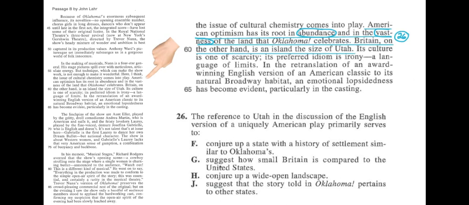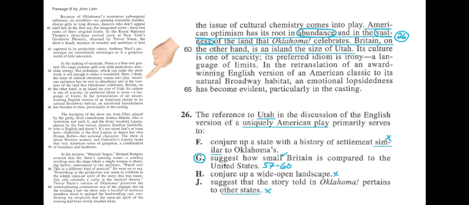The reference to Utah in the discussion of the English version. So here's when they talk about Utah. All right, they say American optimism has its roots in abundance and the vastness of the land that Oklahoma celebrates. Britain, on the other hand, is the size of Utah. Its culture is one of scarcity. Its preferred idiom is irony. So it's talking about how Britain, compared to the United States in size, is small and therefore can't really capture the grandness of the original play. So G.